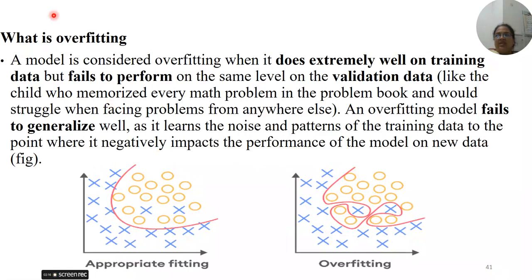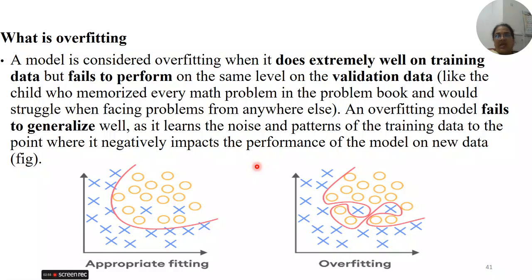On the contrary side, there is overfitting. A model is considered to be overfitted when it does extremely well on training data but fails to perform at the same level on the validation data. Take the example of a child who memorized every math problem in the problem book and would struggle when facing a problem from anywhere else. The student got the training very well, attended the lectures, did every homework, but at the time of recall in the exam, he is failing. That is the problem of overfitting.